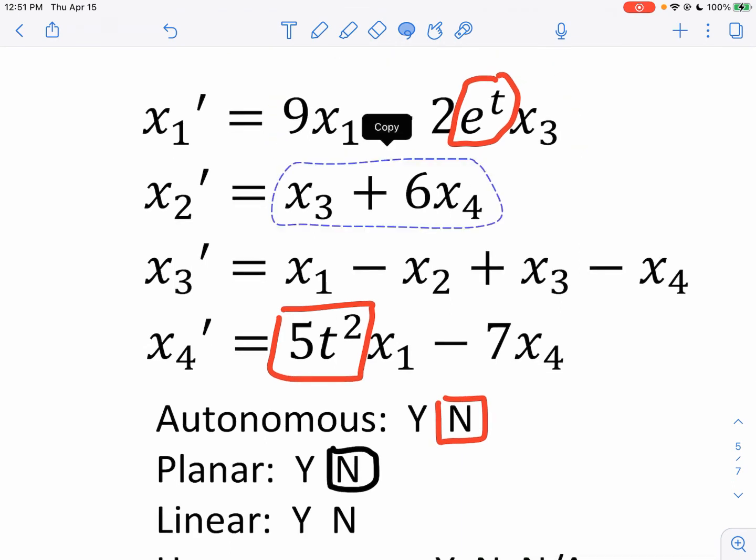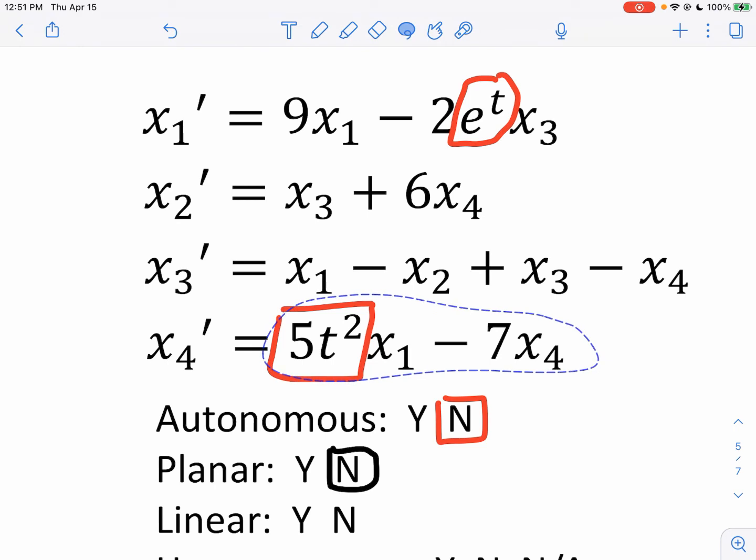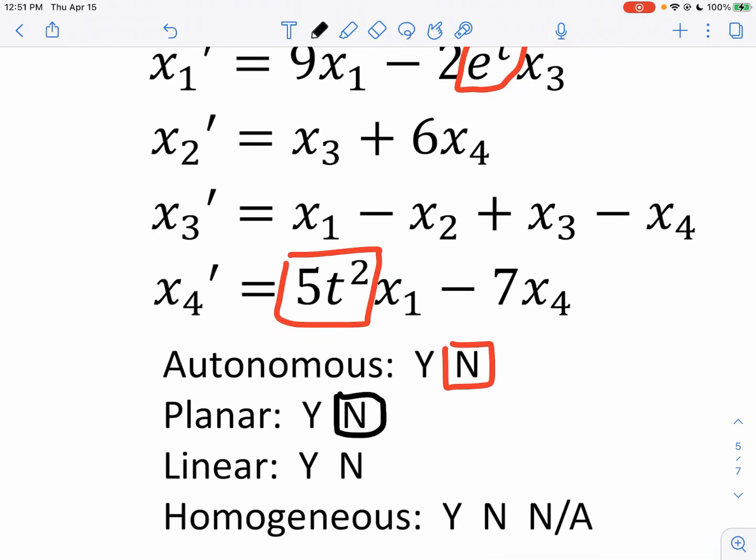This next one's also linear with respect to the dependent variables. This last one is also linear with respect to the dependent variables, and so is this last one. Right? The coefficients don't have to be linear, just the dependent variables have to be linear. And so this one is linear.